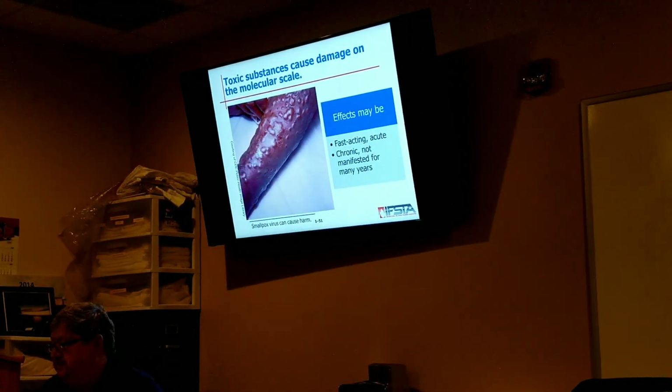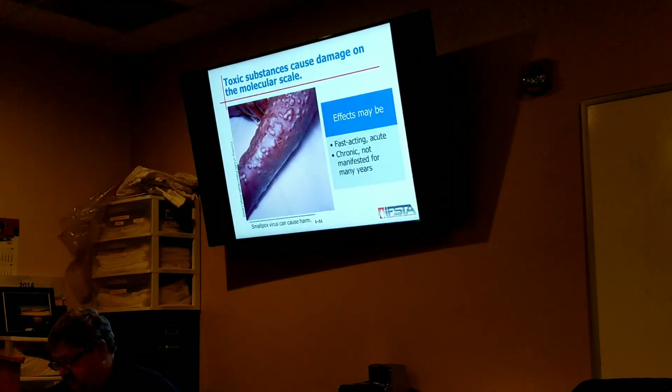There's toxic substances, chemical and biological substances that cause sickness, illness, injury by doing damage on the molecular scale. Anytime it gets in contact with the body, that's considered toxic. Okay, that's fast acting. Toxins can cause damage to organs and other parts of your body.